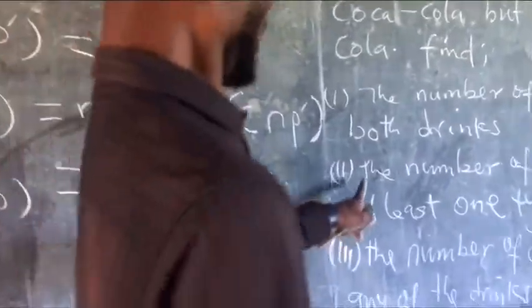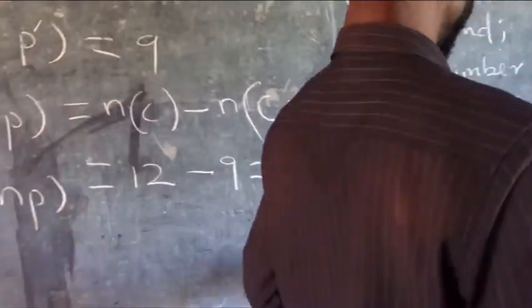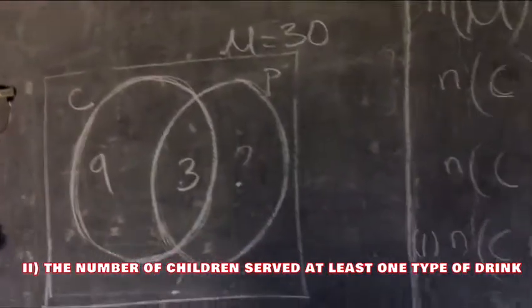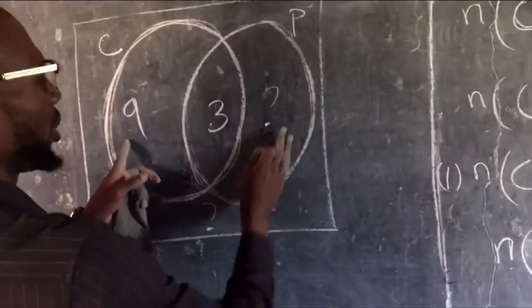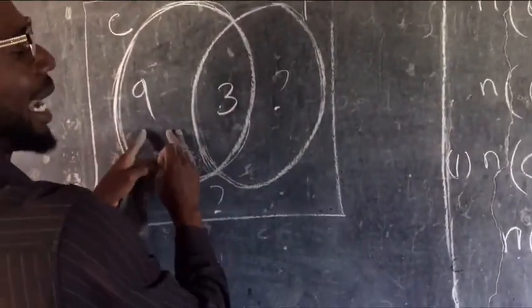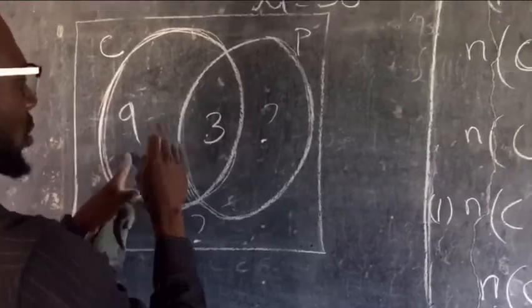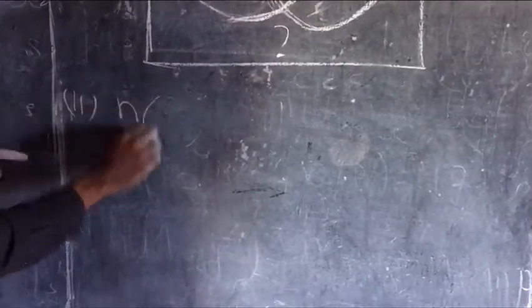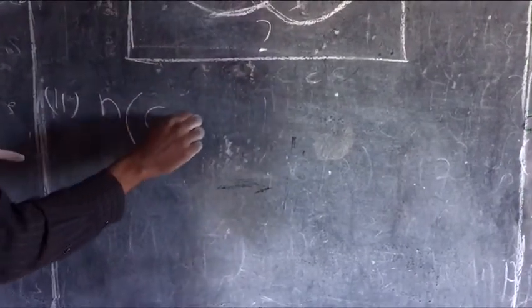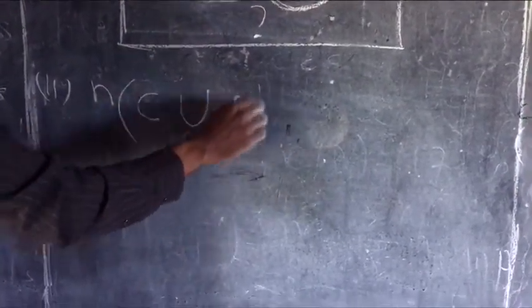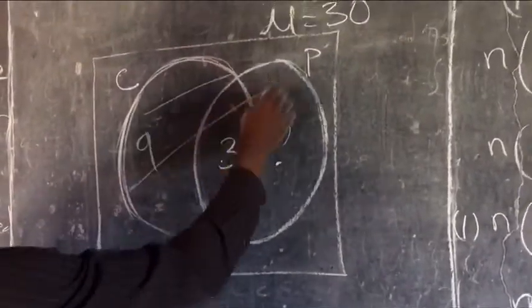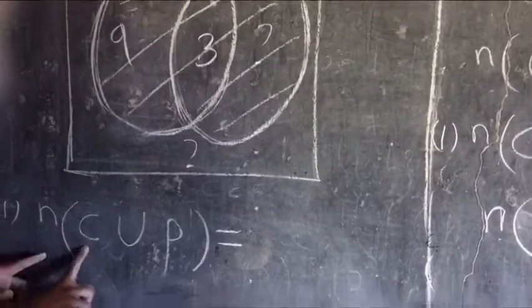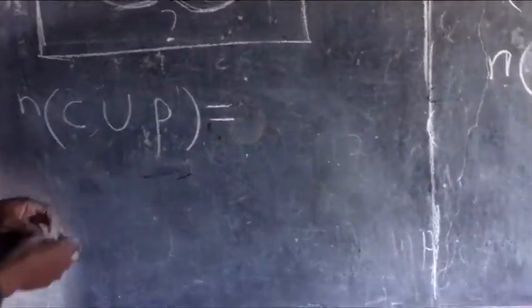Number 2 say, make we look for number of children wey dey serve at least 1 drink. So na everything wey dey here now, na dem be the number of children wey drink at least, or wey dey serve at least 1 drink. That's question number 2. So na the cardinality of Coca-Cola Union Pepsi. Remember for that our set representation, we say everything we cover here na C union P.